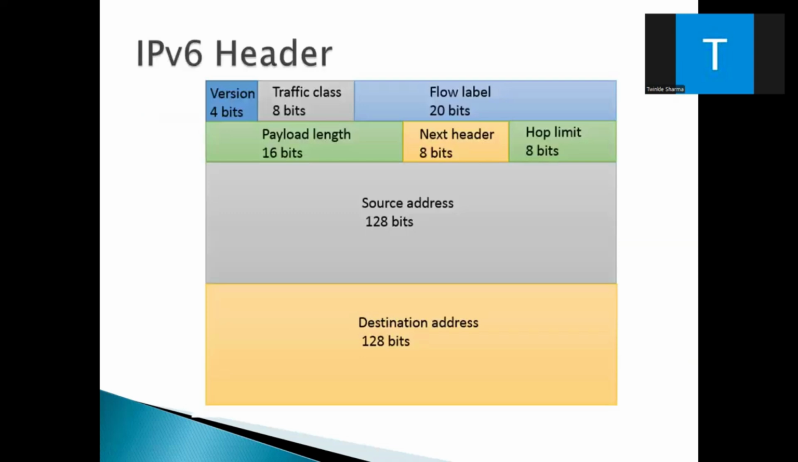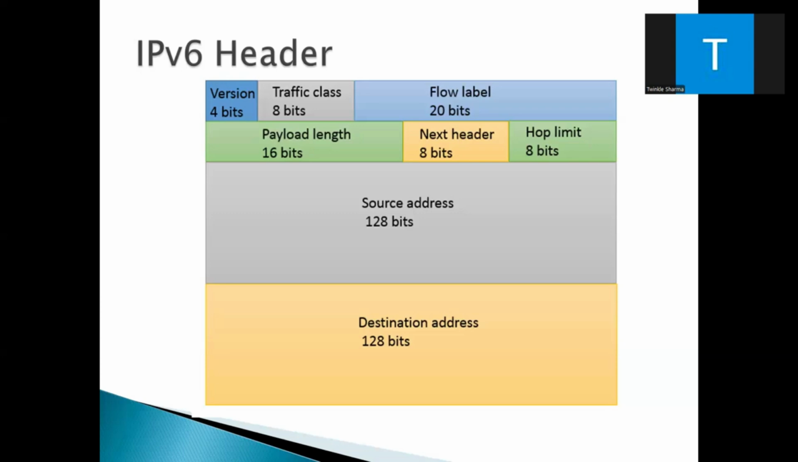Then we have the IPv6 header. The IPv6 header has 8 fields. In IPv4, we have how many fields? Sorry, 12. Here we have 8 fields. So the IPv6 header is 40 bytes long, whereas the IPv4 header is 20 bytes. Two times larger.